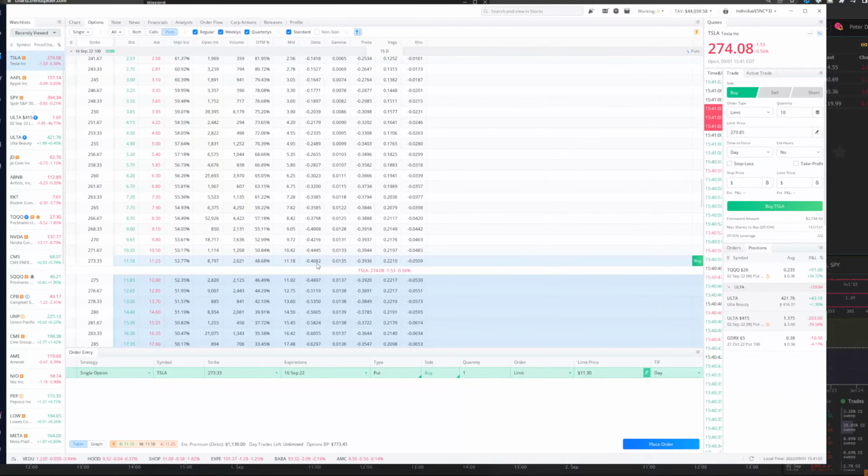So if I'm at a negative 46 delta, half of that would be 23. So I'm at negative 46. I'm going to buy this put, and then I'm also going to buy 23 shares of Tesla. And what that will do is hedge my position.